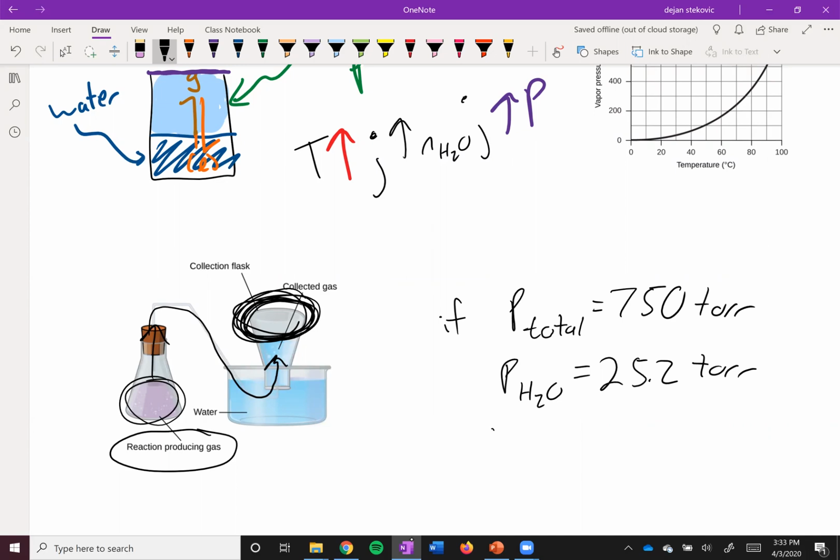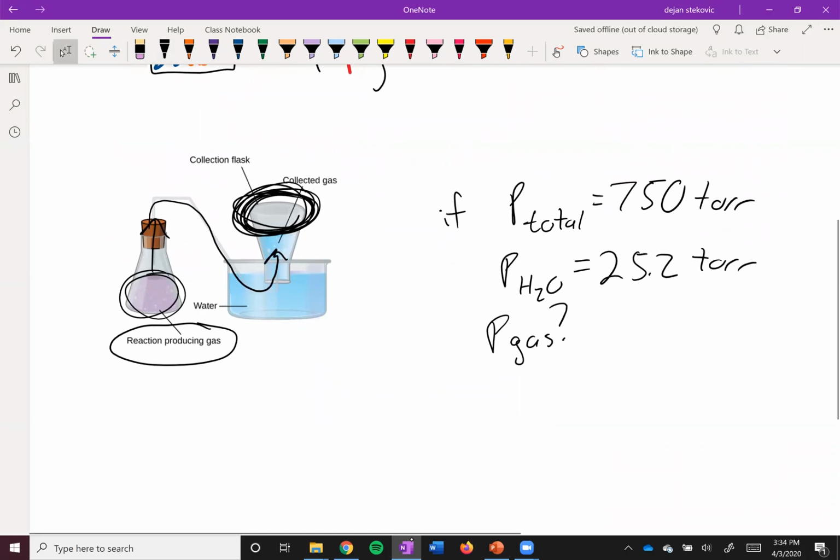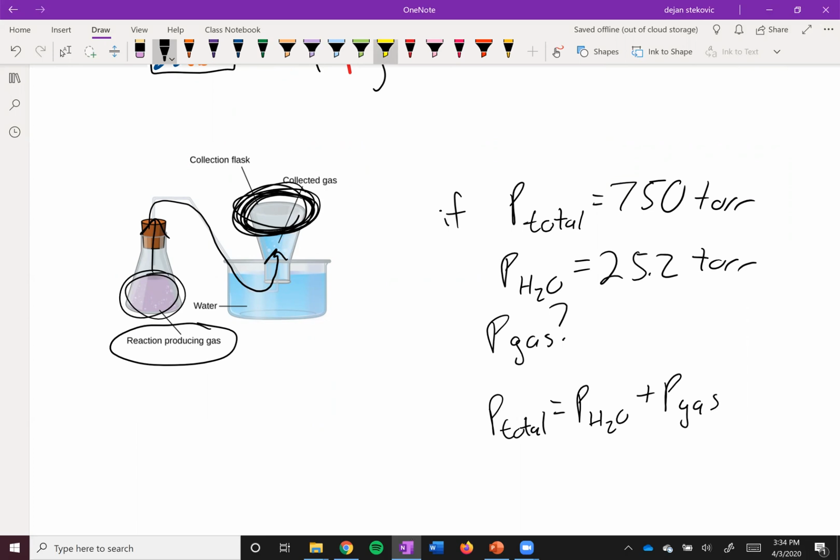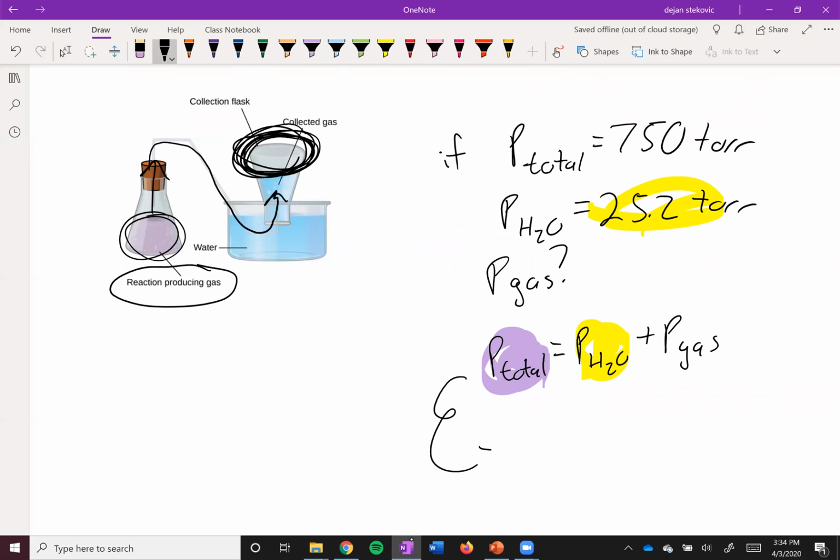And then what you want to know is what's the pressure of the gas? It's the same equation as before. Your total pressure is going to be the sum of your pressures. So we'll have the pressure of the water and the pressure of the gas. We know the water, we know the total. All we have to do then is solve for the pressure of the gas. And so you end up getting, let's see, 725 torr.